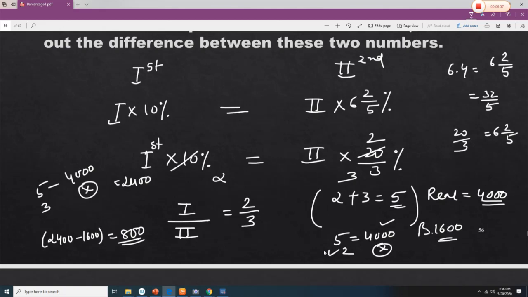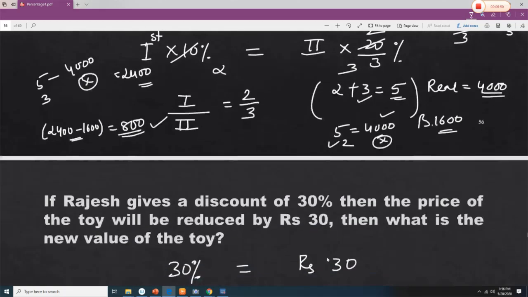Now we already found the 2, now we have to find the 3, and 3 is going to be 2400. So the difference is the saving, that is 800.